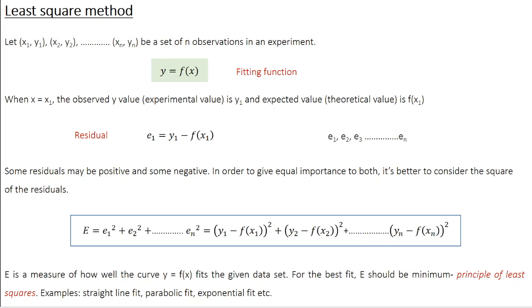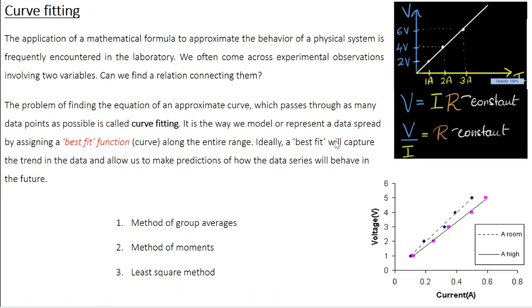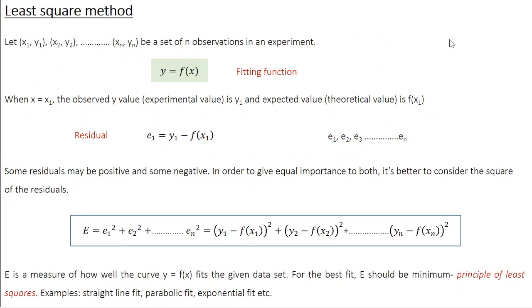So some of the common fits which we use in physics are straight line fit, which is what we have discussed in the case of an ohmic resistor. This is a straight line fit. Similarly, you have parabolic fit. For example, if you take a simple pendulum and plot its potential energy or kinetic energy as a function of the displacement, that's going to be parabolic data. Such data you cannot fit with a straight line, you have to go to a parabolic fit.